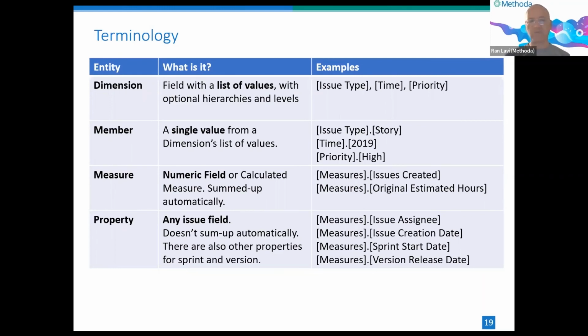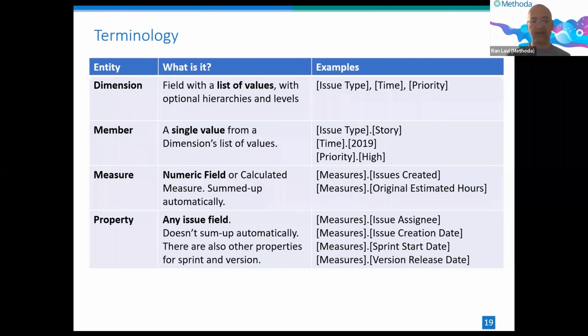Issue dimension is also considered some kind of a dimension. And there are also other special dimensions like time dimension. We'll talk about it. A member is a single value from that dimension. Yes, single value from that dimension. For example, priority, then high is a member of the priority dimension. Measure is any numeric field which is automatically summed up.